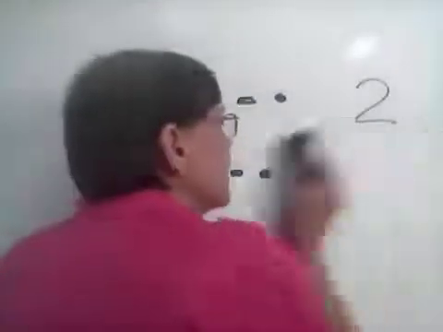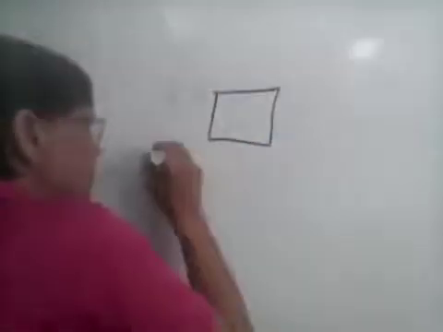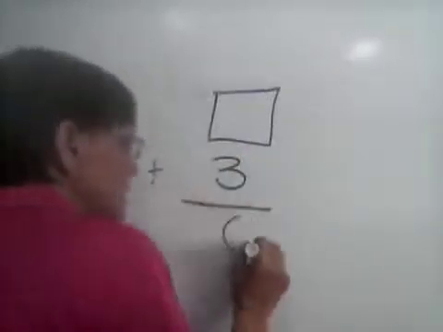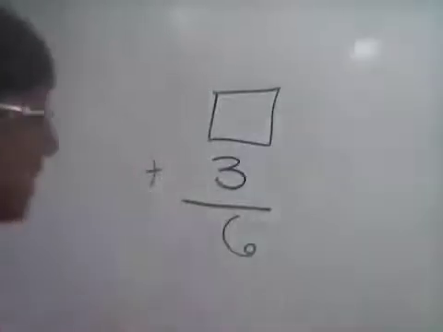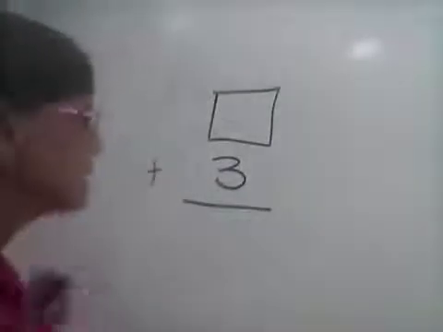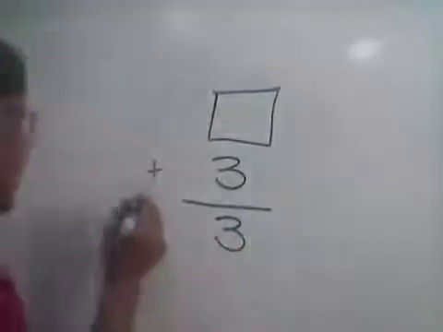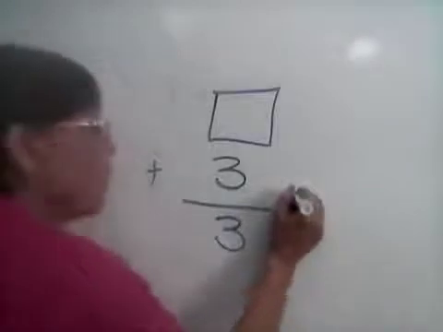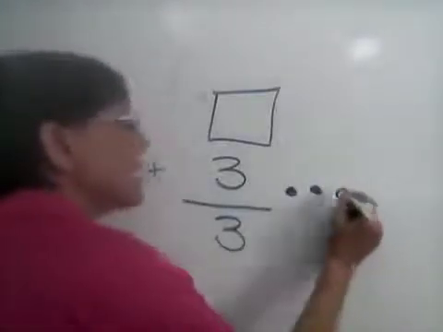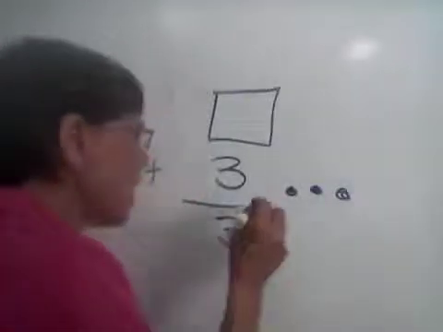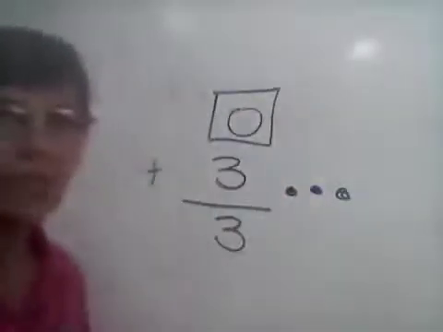Okay. Let's do the next one. We have something plus 3 equals 6. Oops, that's not right. Silly me. Something plus 3 equals 3. What plus 3 equals 3? If I have 3 here, 1, 2, 3. How many more do I need? 0. That's right. 0 plus 3 is 3.